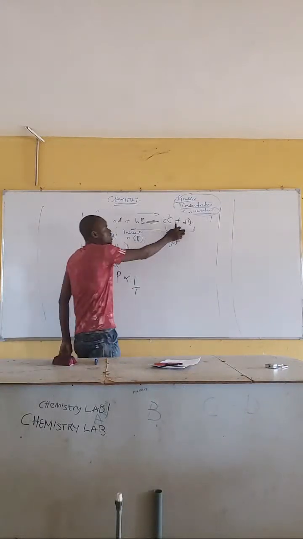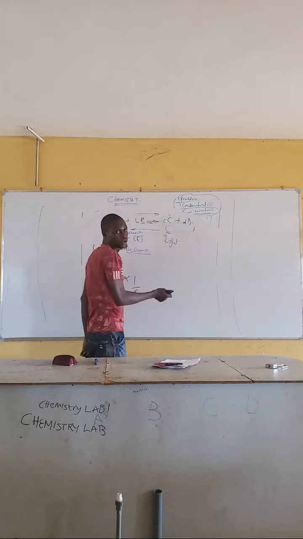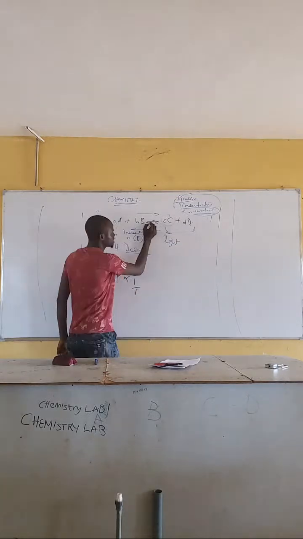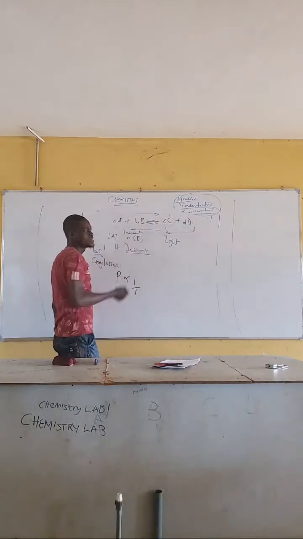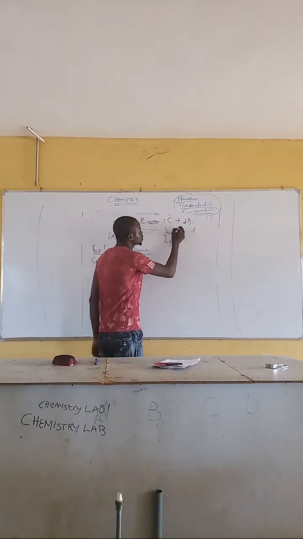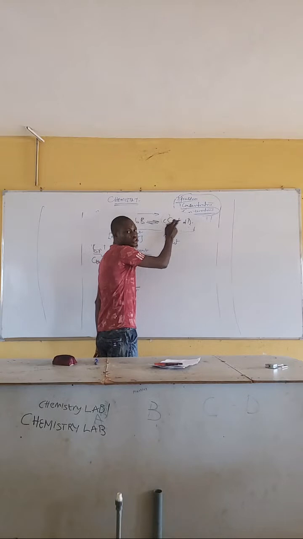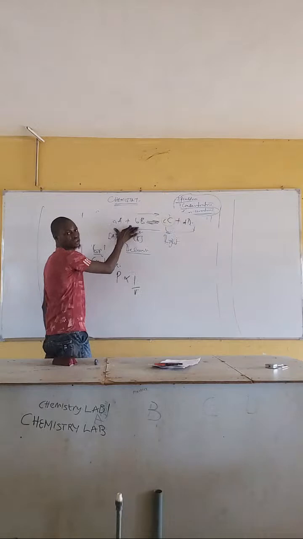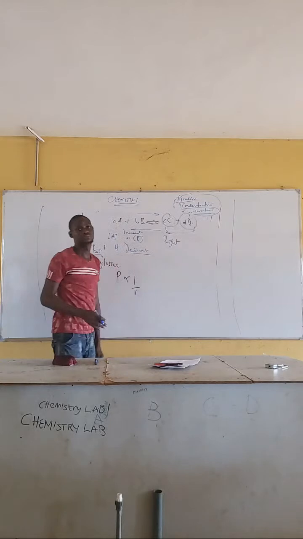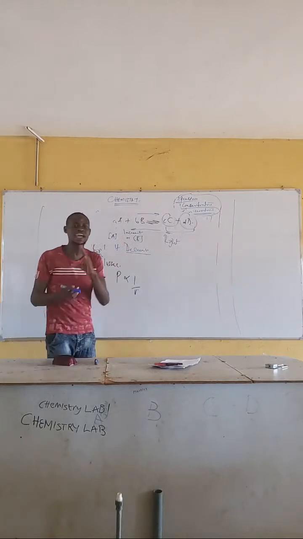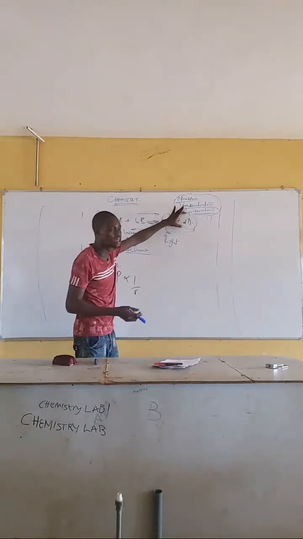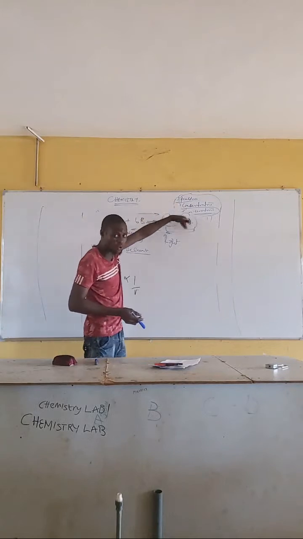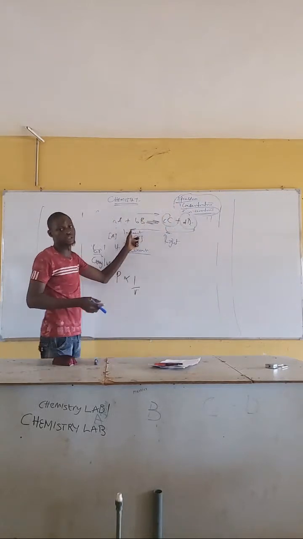Now, moving on to the product. I know that the product can only go backward to the reactant. Now, if I increase the concentration of any of the products, it will favor the backward reaction. That means more of the reactants will be produced. But decreasing this concentration will favor the forward reaction. That means if I decrease the concentration of C and D, then more of C and D will be produced from this point here.